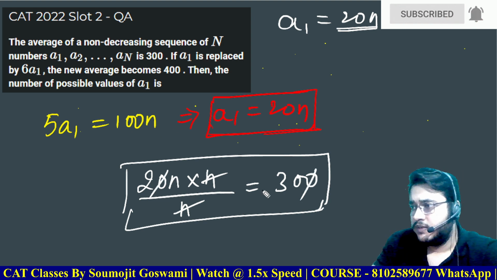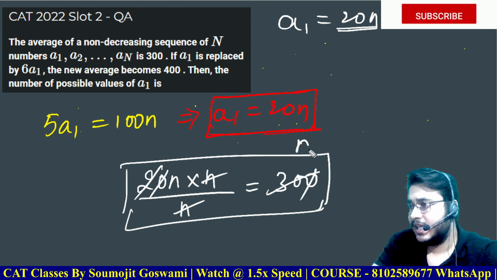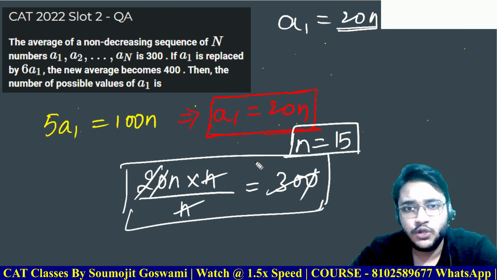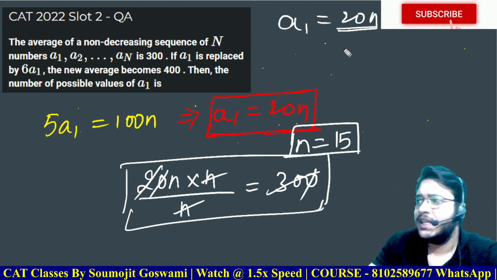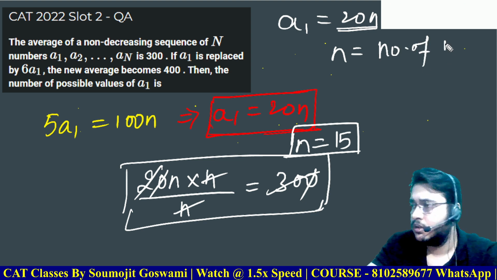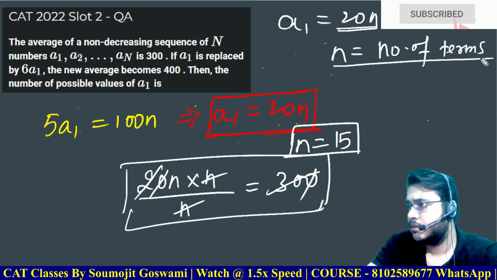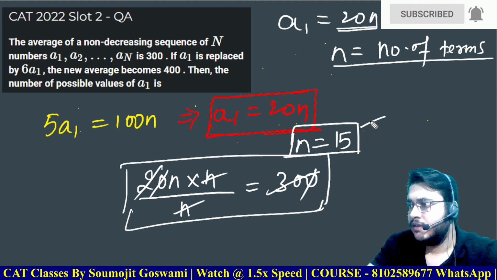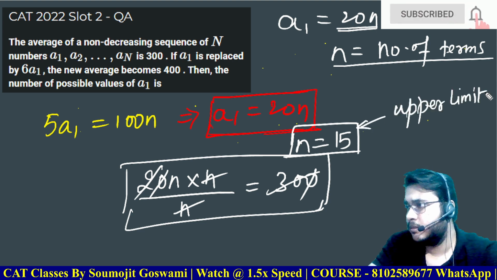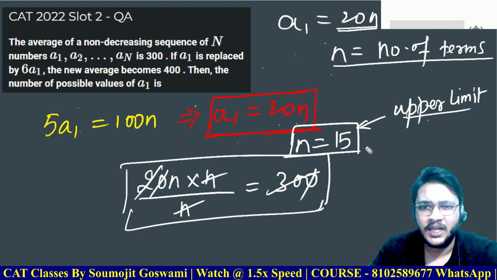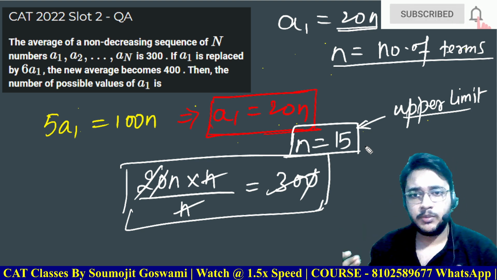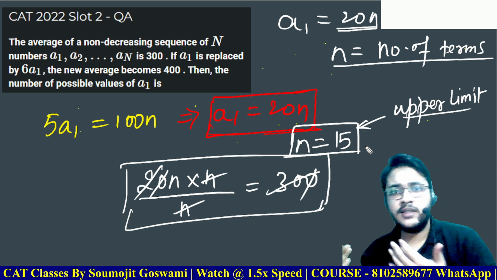Now very easily with this analogy I can get at n is equal to 15. Now what exactly does n represent? N is the number of terms. So I have received an upper limit on the number of terms, which is 15. Can it be 16? Think about it. Can it be 16, 17? Why is the upper limit only limited to n is equal to 15?